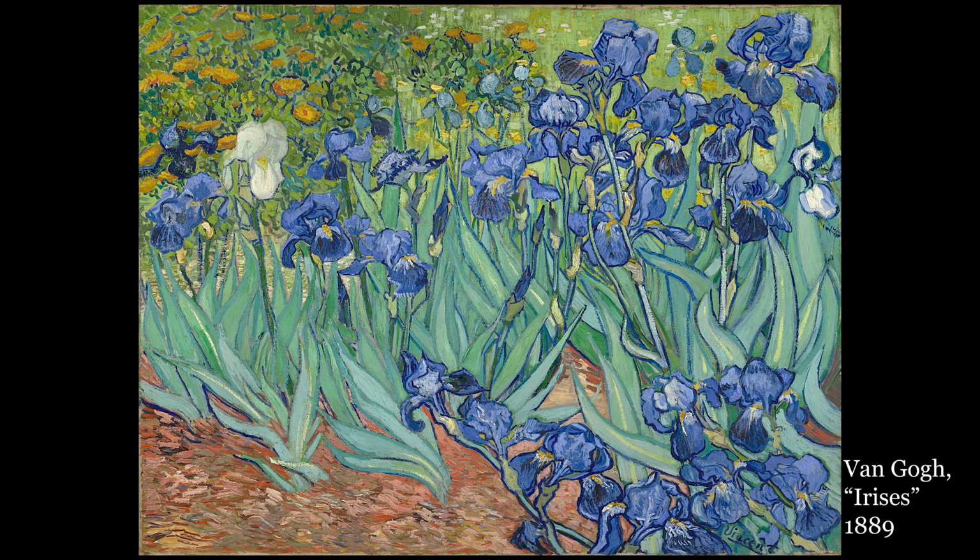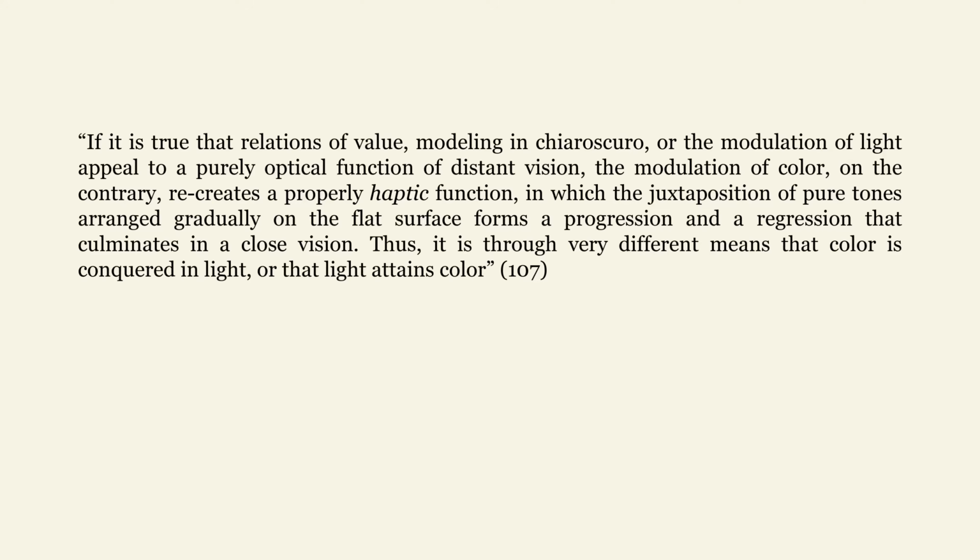As Deleuze says, if it is true that relations of value, modeling in chiaroscuro, or the modulation of light appeal to a purely optical function of distant vision, the modulation of color, on the contrary, recreates a properly haptic function, in which the juxtaposition of pure tones, arranged gradually on the flat surface, forms a progression and a regression that culminates in a closed vision. Thus, it is through very different means that color is conquered in light, or that light attains color.